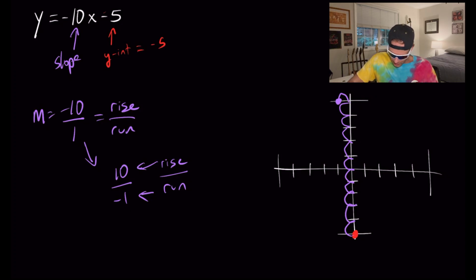So if I connect these dots, right, it's going to be a very, very steep line, but still a negative slope. So there you go.